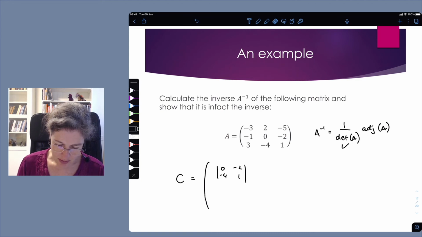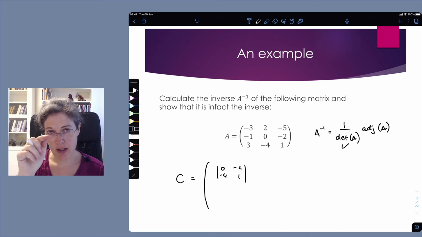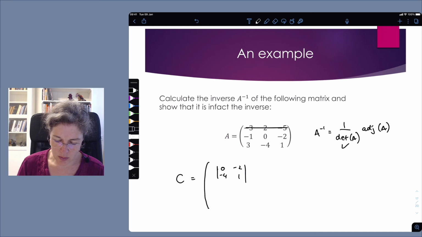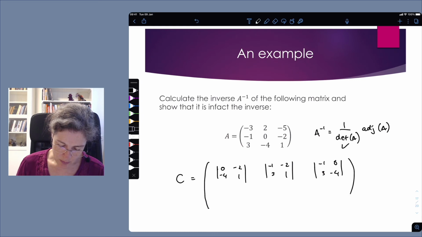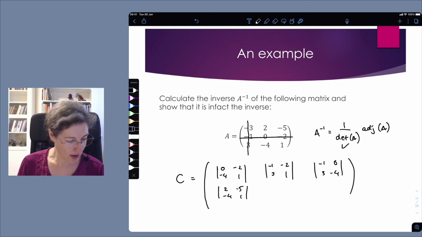Then I'm going to find my C12. So ignore everything in the first row, second column. So I find the determinant of minus 1, minus 2, 3, 1. And I keep going. Now I'm going to find the determinant of minus 1, 0, 3, minus 4. And now moving on to the second row, I'm going to ignore those entries and find the determinant of 2, minus 5, minus 4, 1. And you can see how this is going. I'm just going to copy down the rest.